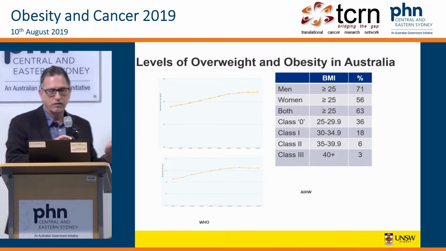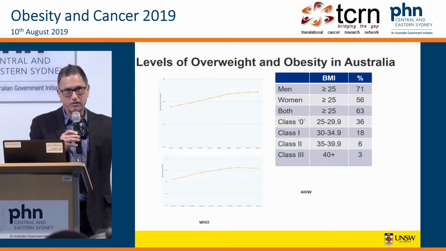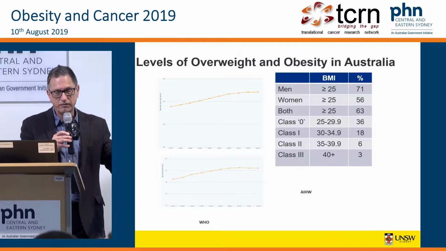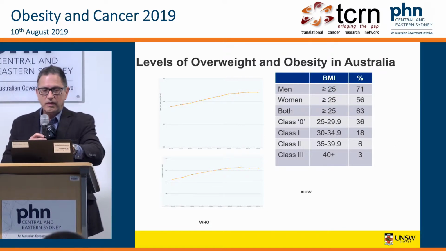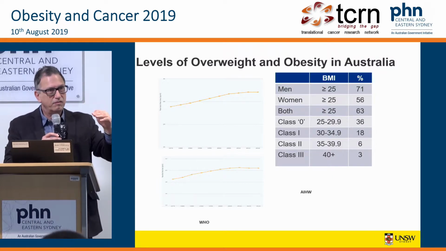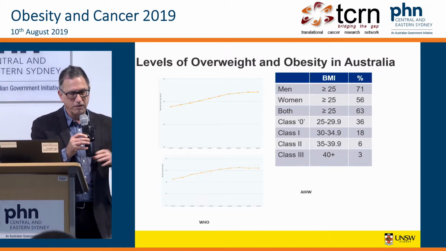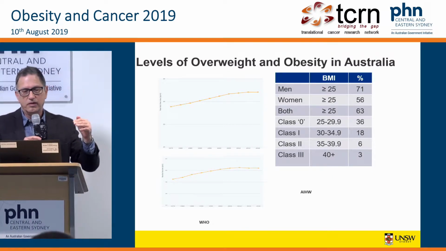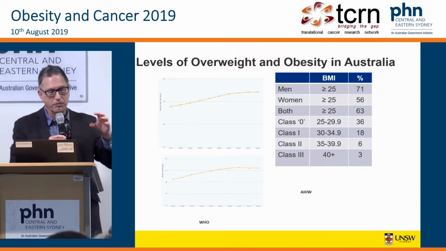However, having said that, 63% of the Australian population is overweight or obese. That's a BMI of over 25. And if you look at the classes of obesity, 18, 6, and 3% are at different classes of obesity, which is over 35. So that's a substantial 27% who are obese, which is quite a high proportion.